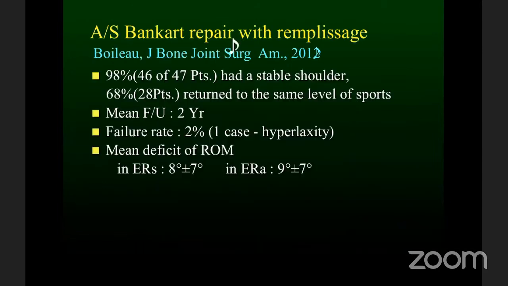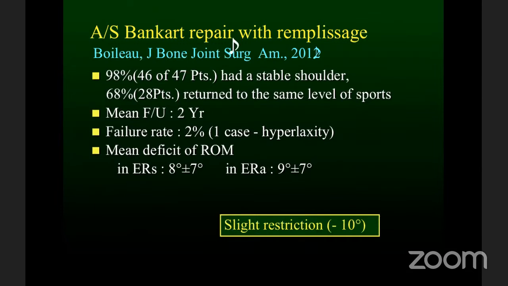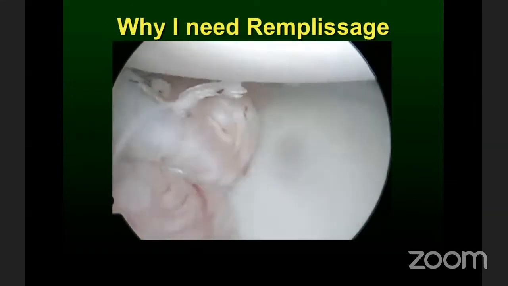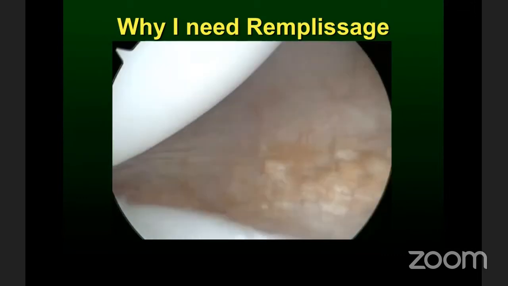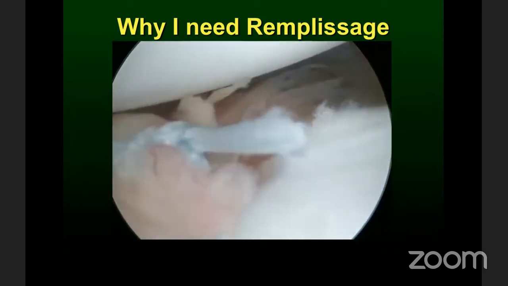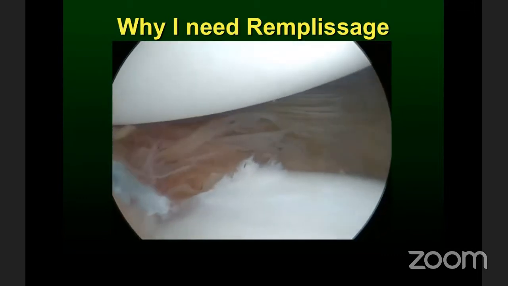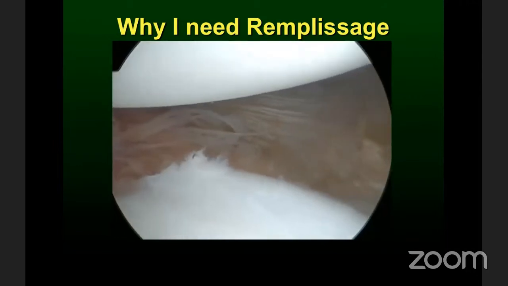So arthroscopic Bankart repair with ramplissage was tried by many researchers. Pascal Boileau has shown wonderful results with as high as 70% of his players going back to the pre-injury status, and that is very significant. So why do you need ramplissage? If you do only Bankart, you may not be able to create a checkrein effect. So what it creates is a wonderful checkrein effect.